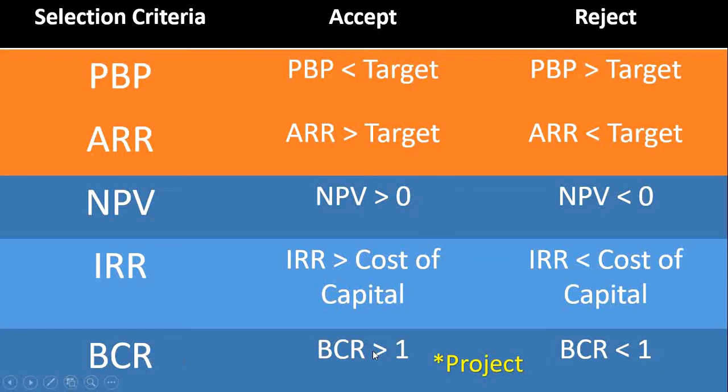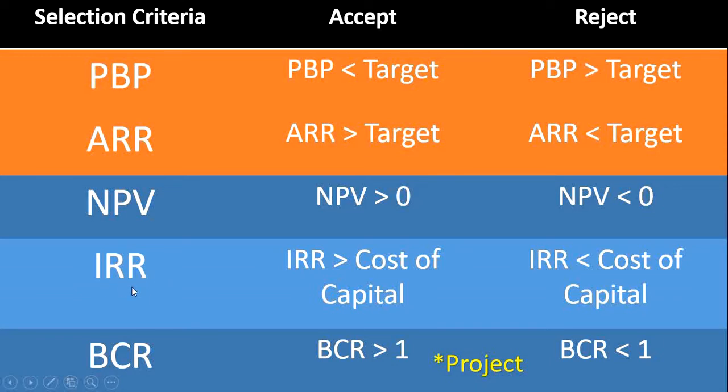When BCR is greater than 1, we accept it. Okay, fine. When BCR is less than 1, we reject it. But what are we going to do when BCR is equal to 1? There's no answer in this slide. Okay, the answer is in between these two, NPV and BCR. I mean to say that when NPV is equal to 0 or BCR is equal to 1, you go back to IRR, or internal rate of return.